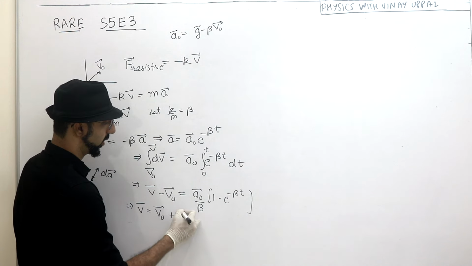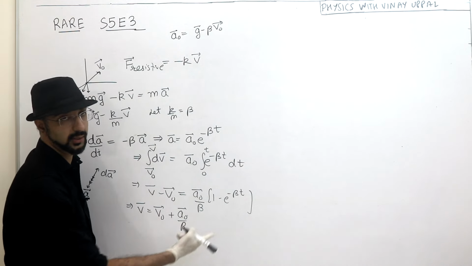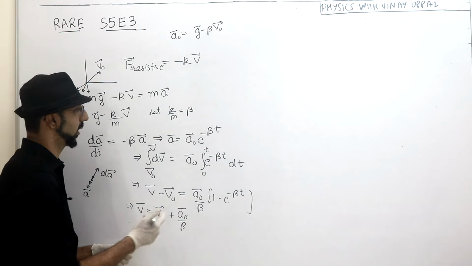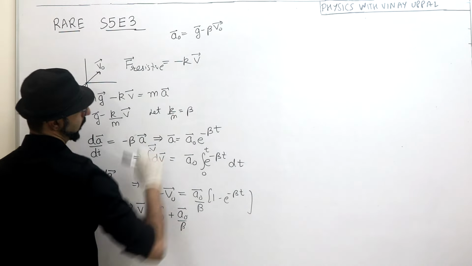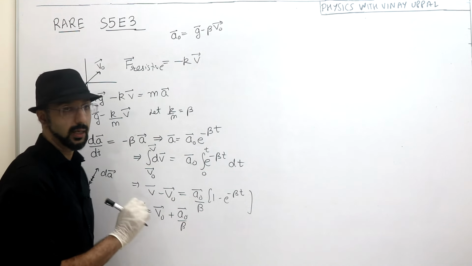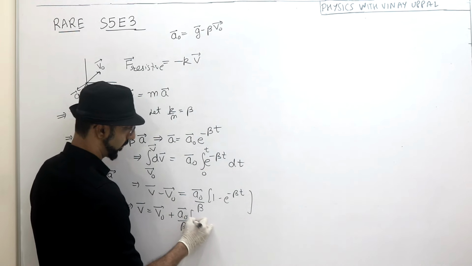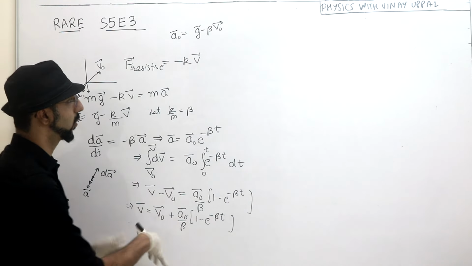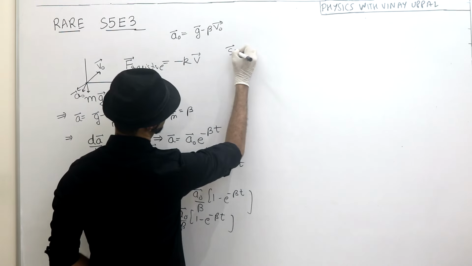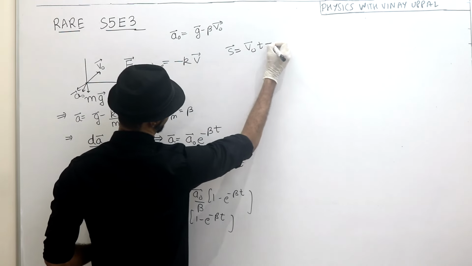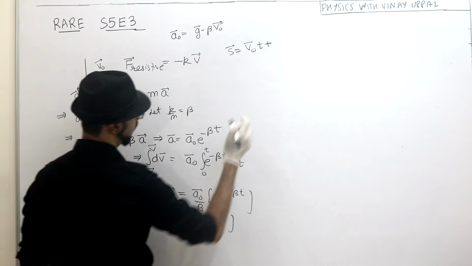तुमको अगर components पूछा है तो you can take the components again. You can write v naught in terms of i cap, j cap, A naught in terms of i cap and j cap. But otherwise, you don't have to do i cap, j cap right in the beginning because the vector form is very very easy. ये मेरा पूरा velocity vector आ गया, right? इसको integrate करूंगा तो मुझे क्या मिलेगा? Displacement vector मिल जाएगा. v naught constant है, v naught into t plus A naught by beta.